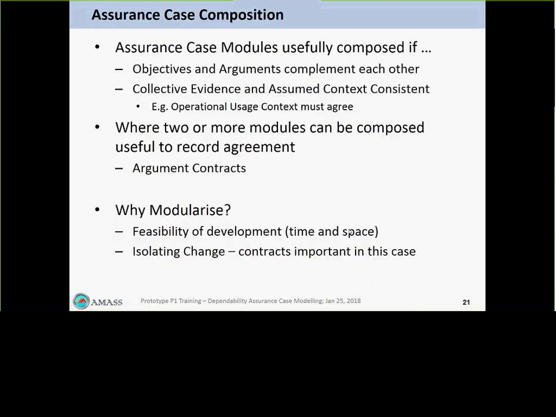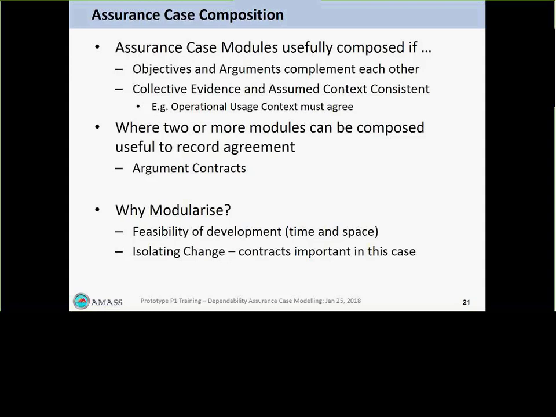But actually, they are useful when we have objectives and arguments that complete each other. We have the collective evidences and the assumed context as consistent. So then it's useful. And the other thing is, when we connect and compose two argument modules, how do we explicitly show that connection? That connection is done by an argument contract.